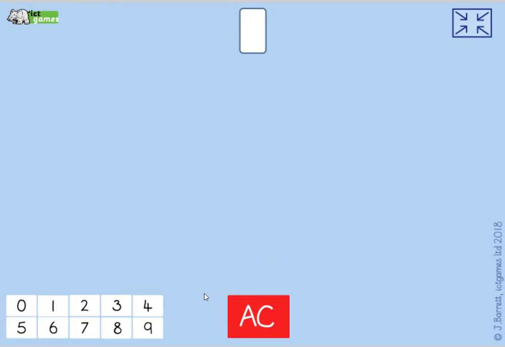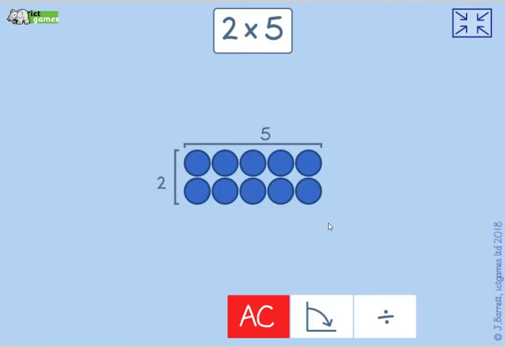Okay, now we're going to look at something that year 2s will have seen this before. Year 2s, you'll have seen this before. Year 1s might have seen this, but here we go.